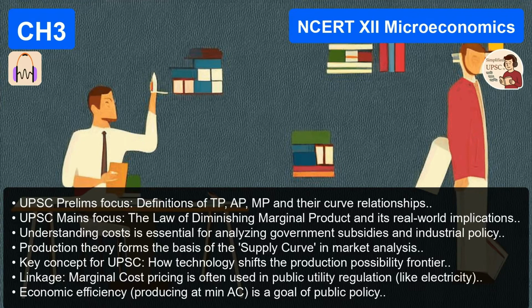And short-run average cost, SAC, is just the sum of AFC plus AVC. Since AFC is always falling and AVC is U-shaped, the SAC is also U-shaped. It falls, bottoms out, and rises.